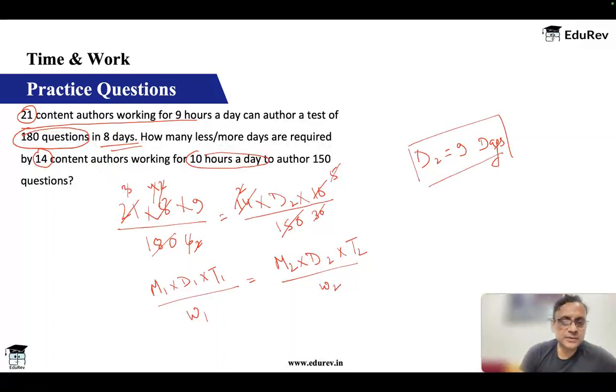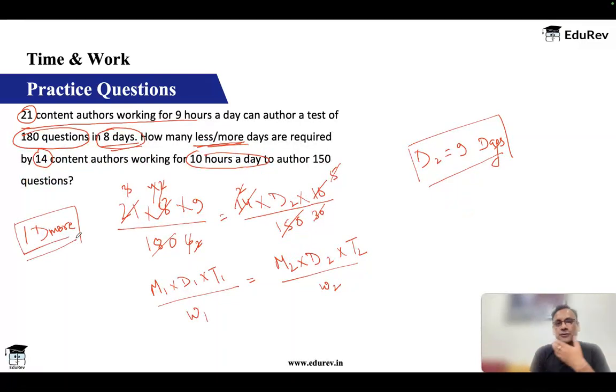Okay. But the question is, how many less or more days are required? Earlier they were working for 8 days. Now they have to work for 9 days. So the answer will be 1 day more. After solving, don't make the mistake of not reading the question and giving a wrong answer. 9 days is not the answer, because the question was how many less or more days are required, compared to earlier. Earlier it was 8 days, now it is 9 days. So you need 1 day more, or plus 1 day, and that will be the answer for this particular question.